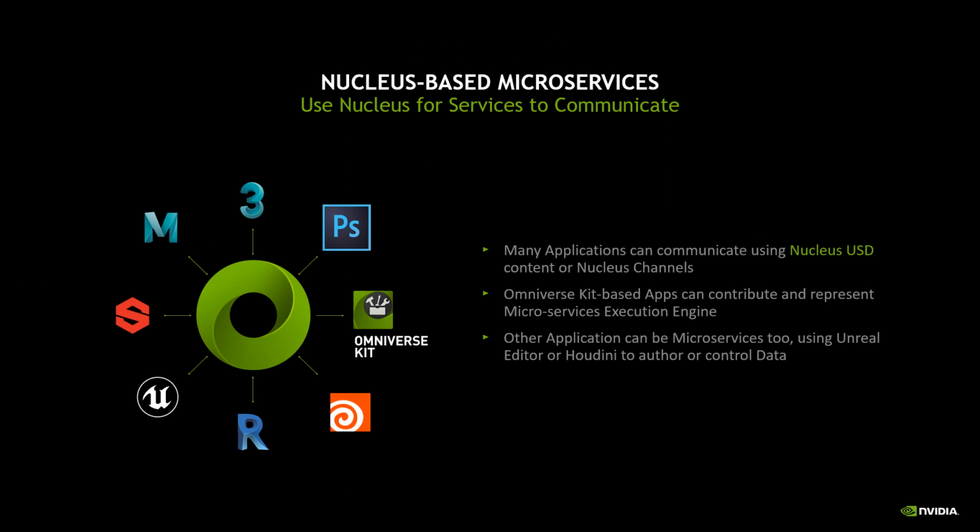I always want to remind you about microservices. The Kit platform is designed from the ground up to be disaggregated. That means that all of these extensions really want to run as microservices so they can be deployed in the data center and in the cloud. One of the ways that your extension can connect with each other, and we talked a little bit about earlier, is leveraging the Nucleus platform.